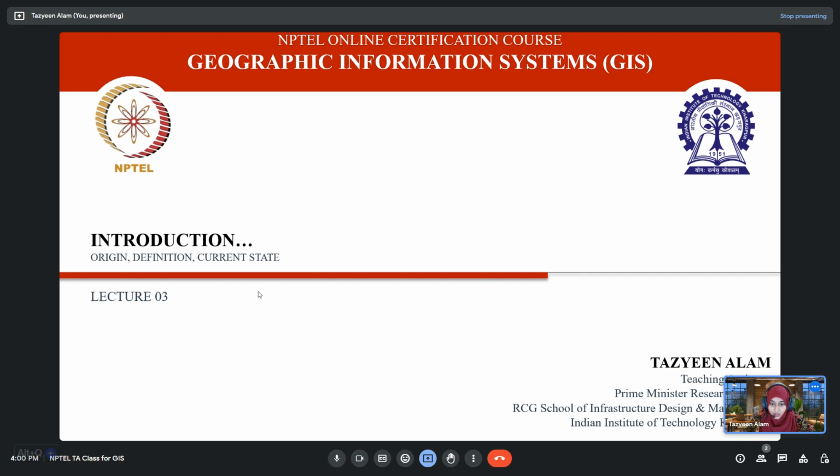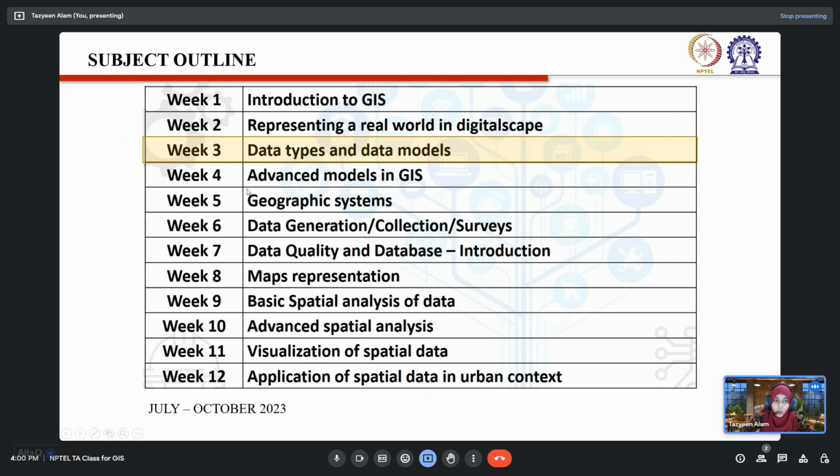Okay, so let us continue with the third lecture of the introduction series of GIS. In today's session, we will be discussing the origin, definition, and the current state of how GIS is being used. So, first, we will have a quick review of where we are headed for now. We are in week 3 and we are talking about different types of data and different types of model that are present with respect to GIS and how in the current form it is being used.